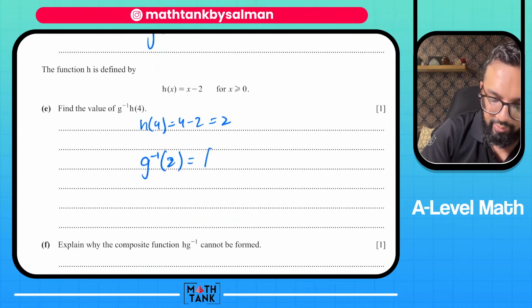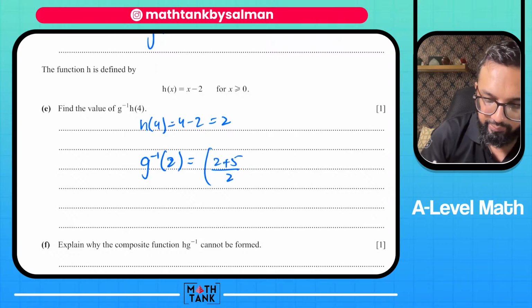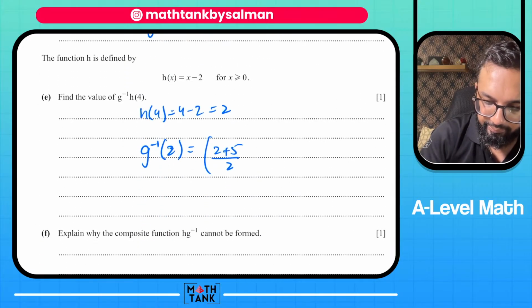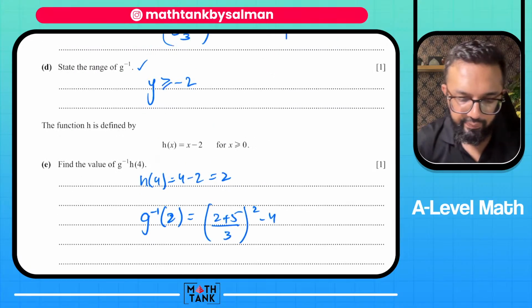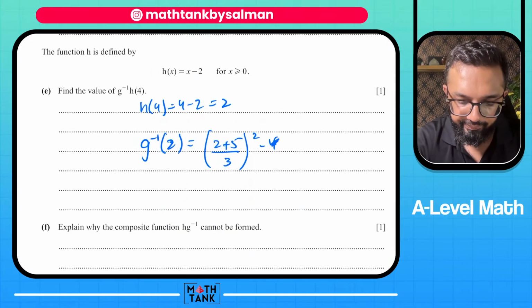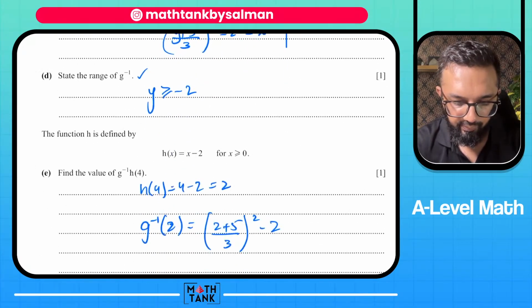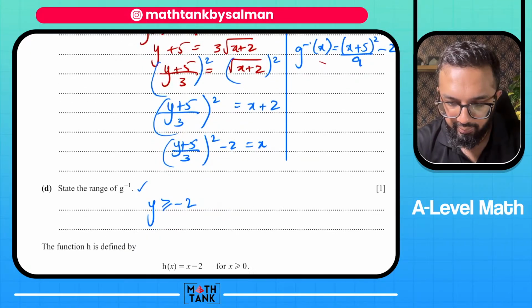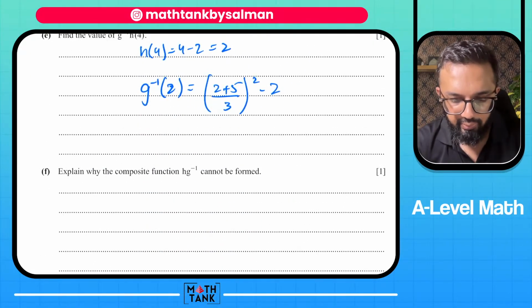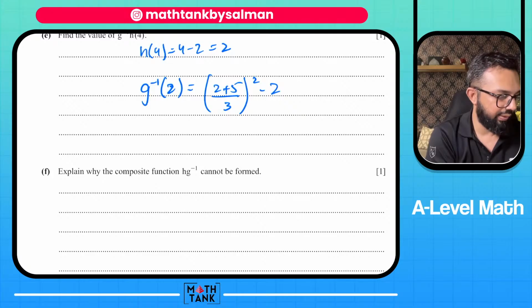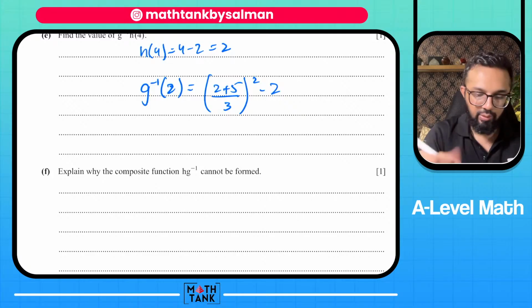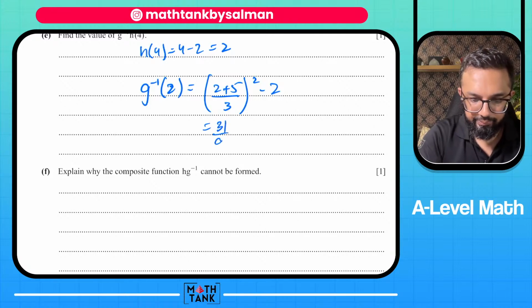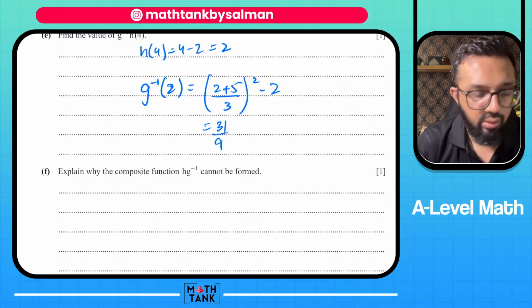Okay, so g inverse of 2 minus 4 minus 2, sorry. Okay. So 7 divided by 3 whole square. 31 over 9.